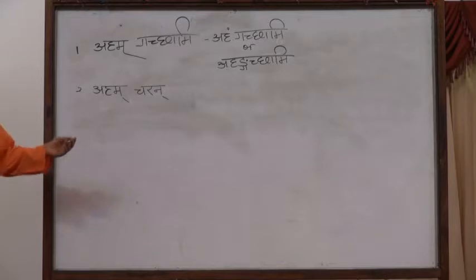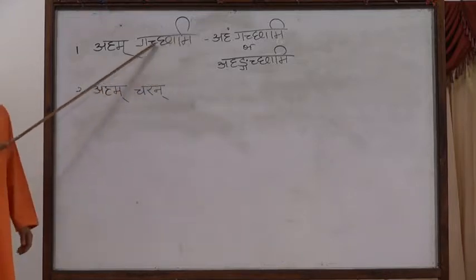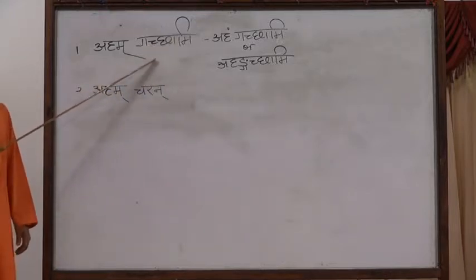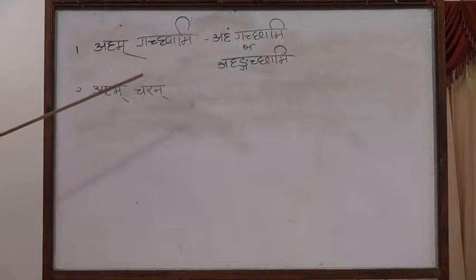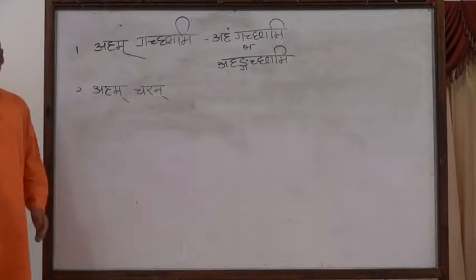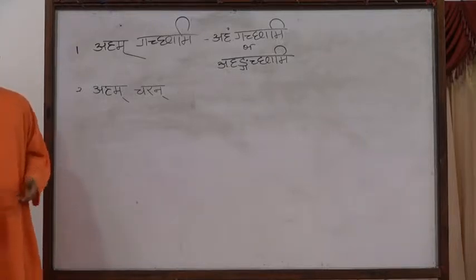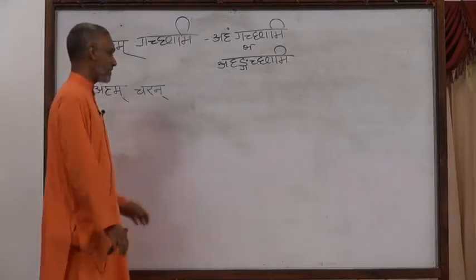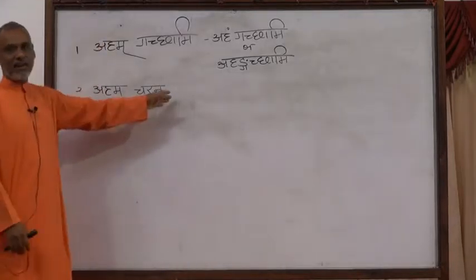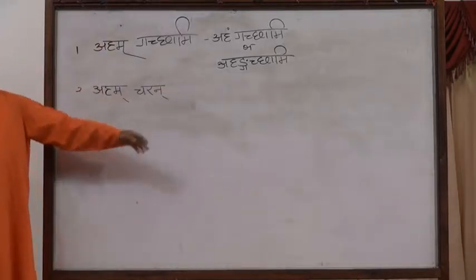Aham gacchami, you know the meaning? What is the meaning? I go. Aham charan. Aham charan means I am going. That's present participle. That you have not done yet, but that is the meaning, right? Now, see the derivation now. What you will get here?